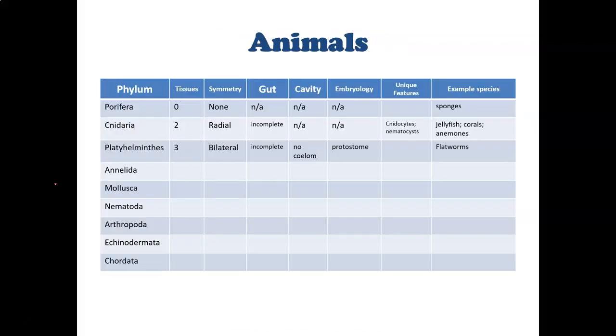So platyhelminthes have 3 tissue layers. They have bilateral symmetry, an incomplete gut. I'm sorry, I don't think I mentioned that. So they have a 2-way gut, and they lack a coelom. And this is our first group of protostomes.